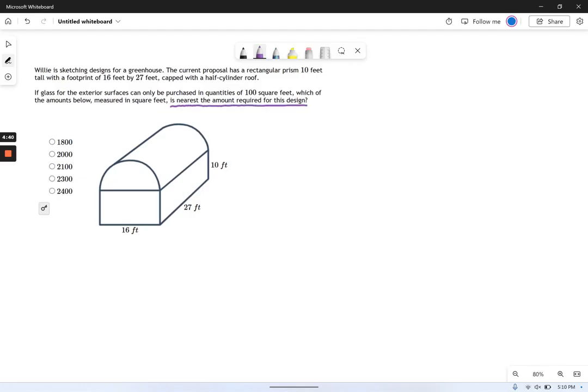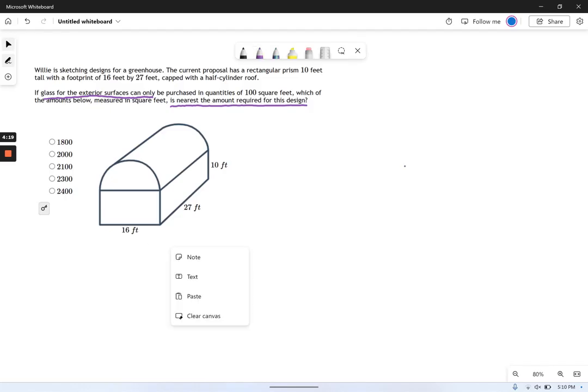Okay, so we're talking about surface area, but it's not surface area of the entire thing. It's glass for the exterior surfaces only. So we're looking for the surface area of the parts of the greenhouse that are really going to see the air. So we don't care about the floor. No one ever puts glass on the floor of a greenhouse. That would be a terrible idea.